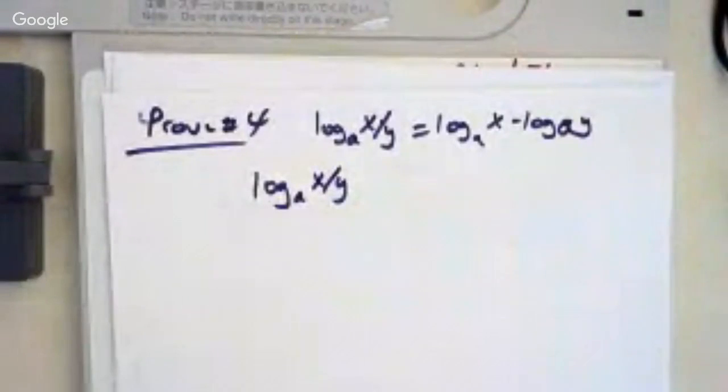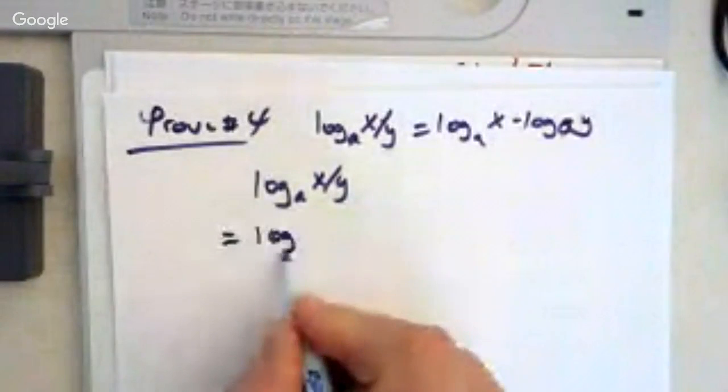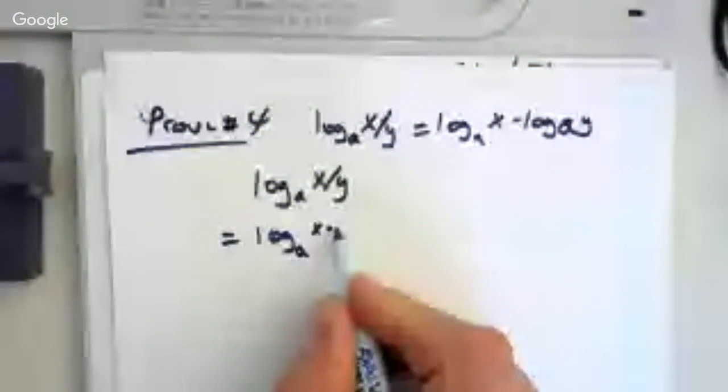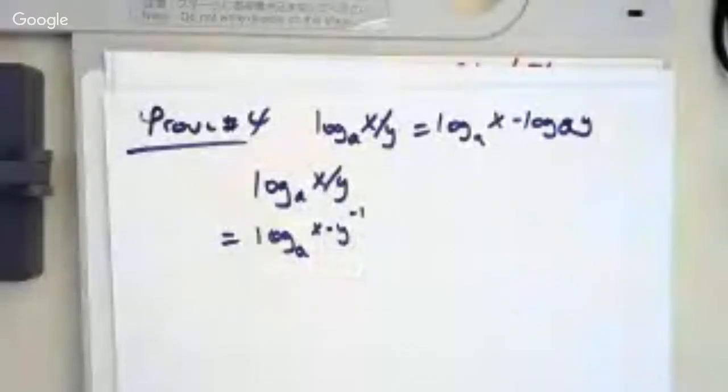That's true. Log base A of x divided by y. Okay, now how can I bring the y up to the numerator? I could raise it to what power? -1, right. So I could rewrite this as log base A of x times y to the -1. Now notice it's not in parentheses, so only the y is raised to the -1 power.